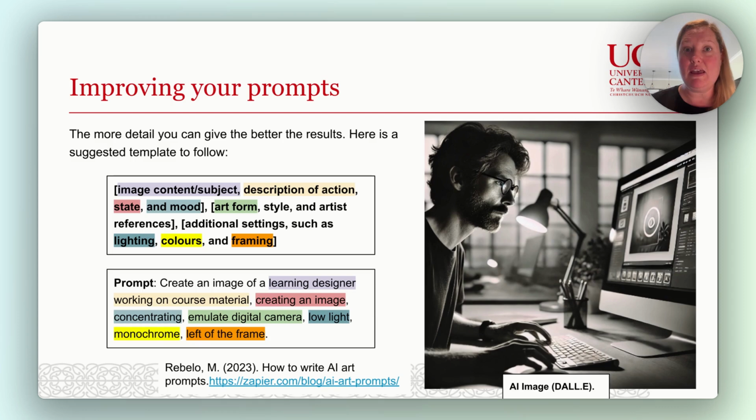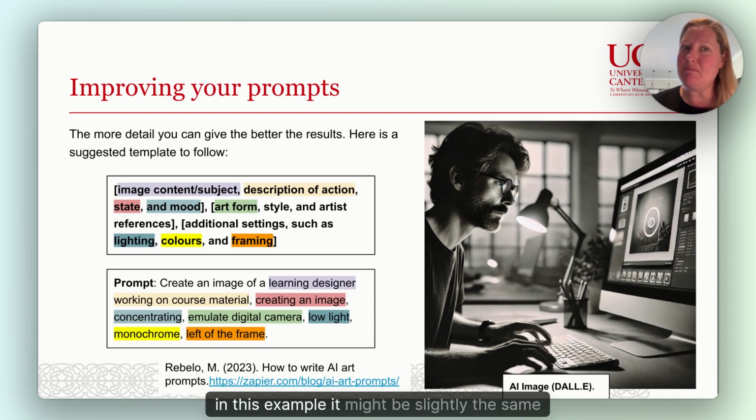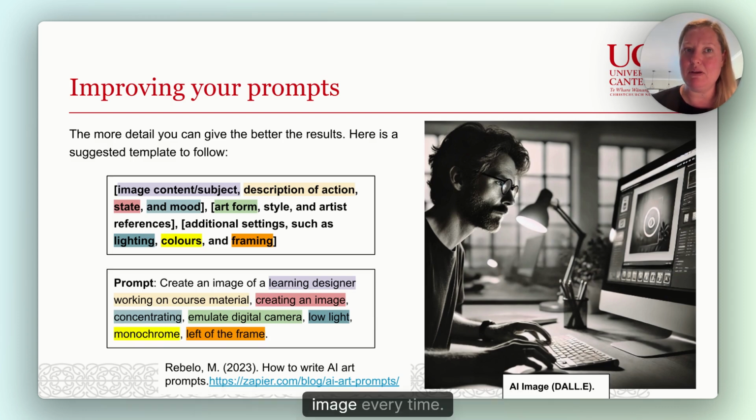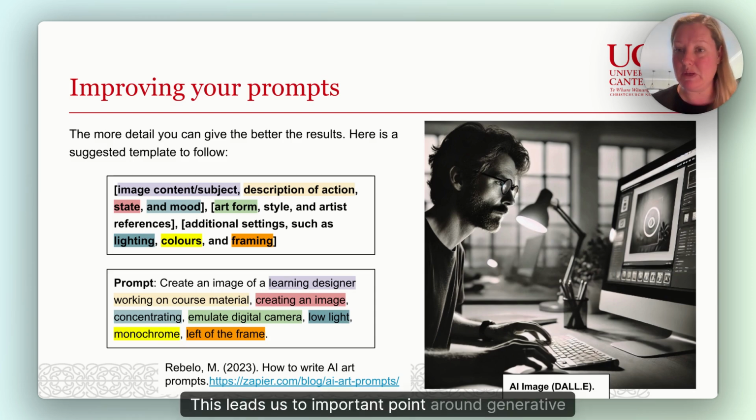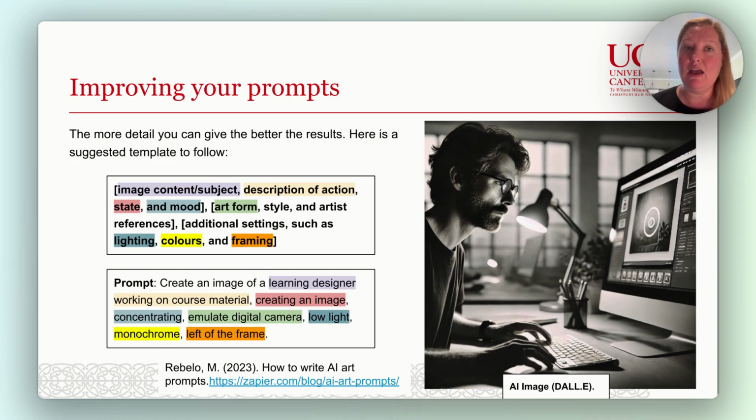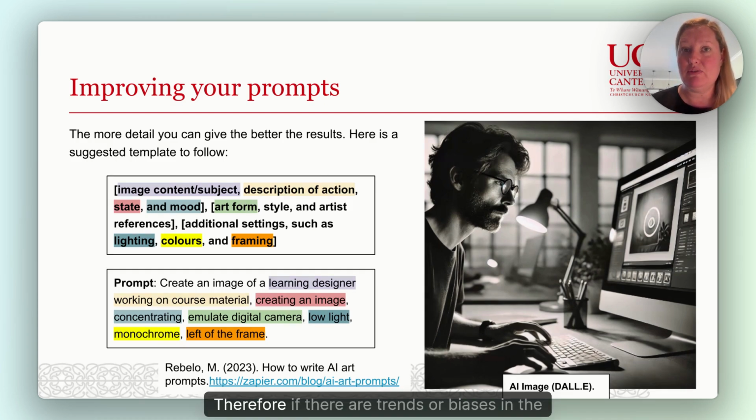However, in this example, it might be slightly the same image every time. In the eyes of AI, designers typically look the same: bearded young white men. This leads us to an important point around generative AI. AI is trained on billions of data points. Therefore, if there are trends or biases in the data, this will also manifest in the output.